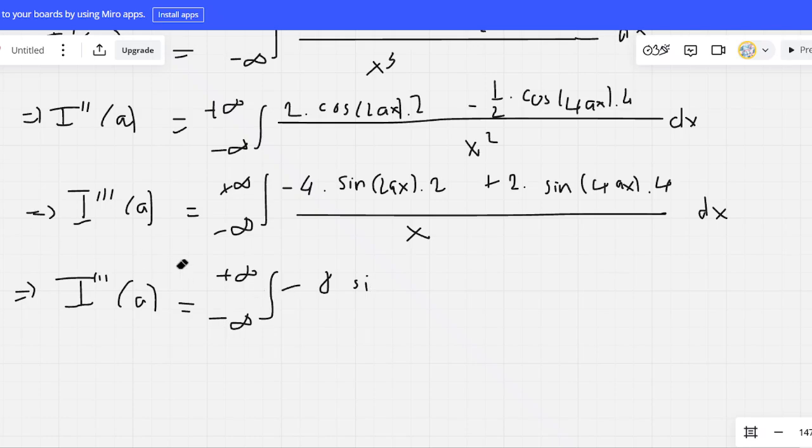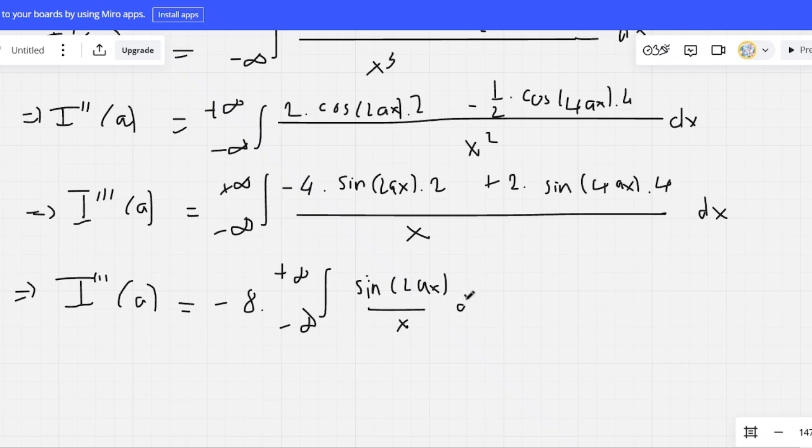And here I'm actually going to do something pretty funny. I'm going to separate this variable out. So we're going to separate this into 2 small integrals. First things first, let's separate this into minus a times the integral from minus infinity to positive infinity of sine of 2ax divided by x dx, plus this is also going to be 8, right? I think it should be 8.